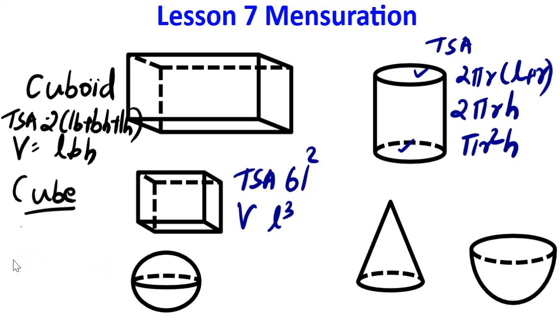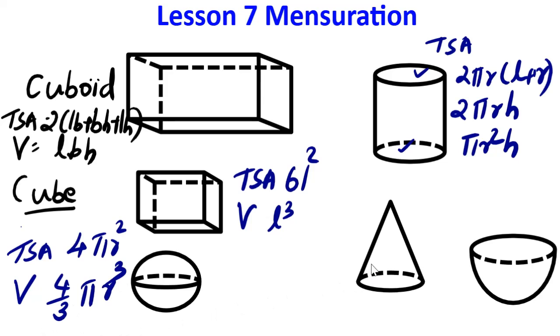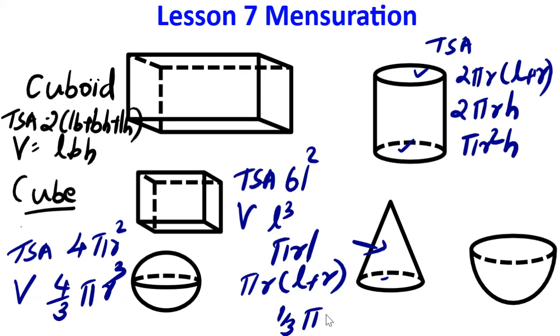Regarding sphere, you studied the total surface area is 4 pi r square, and volume is 4 by 3 pi r cube. As far as cone is concerned, the curved surface area, this lateral surface area, is pi rl, and if you are considering the bottom also, pi r into (L plus r), and the volume of it is 1 by 3 pi r square h.